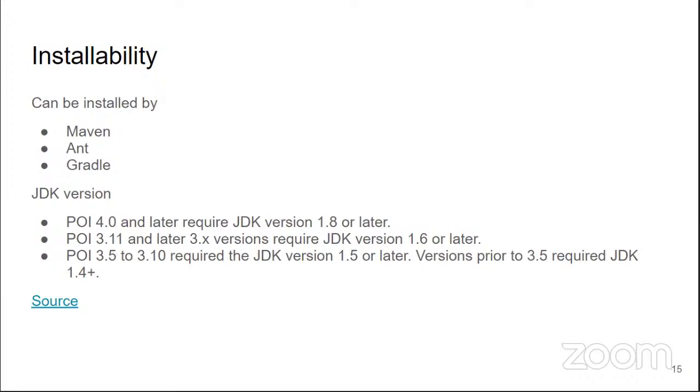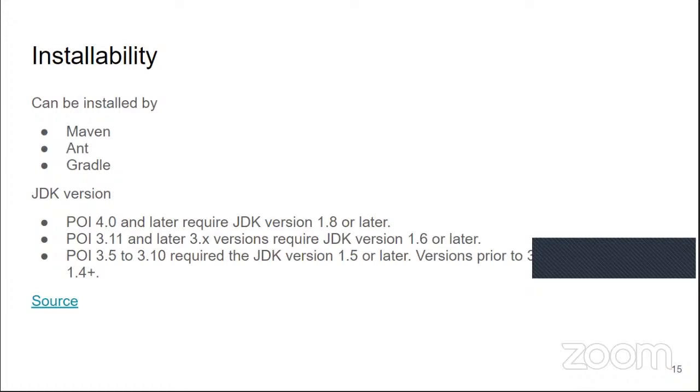Installability. We test the installability attributes with Java technologies. For example, it can be installed with Maven, Ant, and Gradle. And there are versions which require different versions of JDK. For example, Apache POI 4 requires JDK 1.8 or later. Next slide, please.